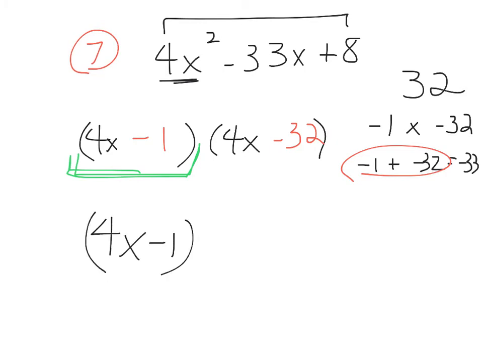This one, on the other hand, I can make smaller. What can I divide them both by? 4. So then the answer to the division, x minus 8. And you're done.